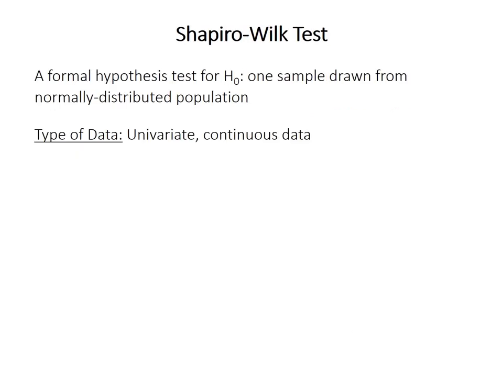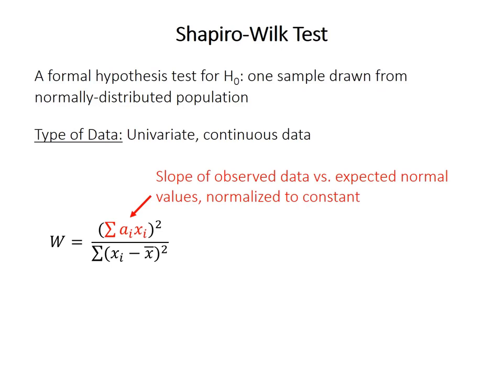But the Shapiro-Wilk test is a formal test of the null hypothesis that one sample is drawn from a normally distributed population. Because the normal distribution is a continuous probability distribution, you can only use this test on univariate continuous data. The test calculates a statistic called W. The numerator of this equation, the sum of a_i times x_i, squared, is basically the slope of the QQ plot, the slope of the observed data versus the expected values from a normal distribution. It's normalized to a constant and whatnot. So basically, this is the slope of the QQ plot squared.